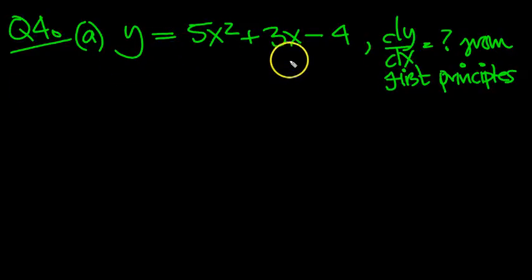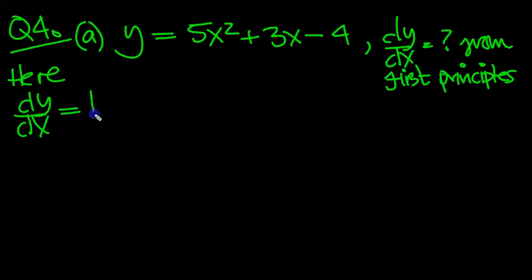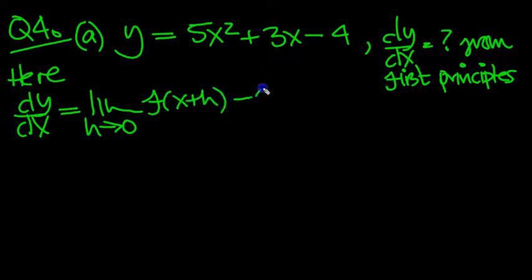Part A then of question 4, given that y equals 5x squared plus 3x minus 4, find dy dx from first principles. So here's the equation, it's a little quadratic, and we need dy dx from first principles. Here, we need to write down the definition first of all, don't we? So dy dx is equal to the limit as h tends to 0 of f of x plus h minus f of x all over h.